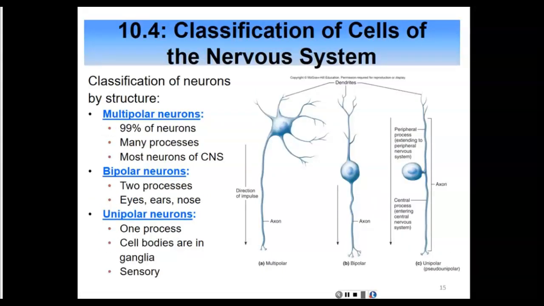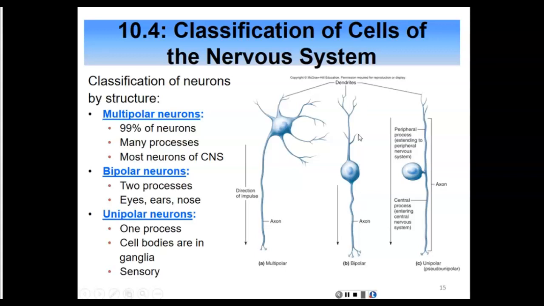There are different types of neurons depending on their shape. The multipolar neuron is this one, the most common one we see, usually drawn or pictured. This is 99% of your neurons. There are many processes or dendrites, and there's one axon. So most of the neurons in the CNS are going to be multipolar.